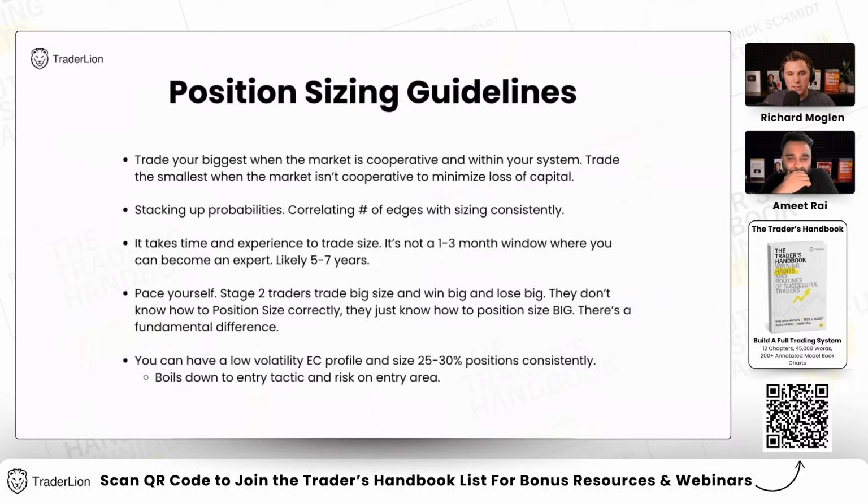Pace yourself. Stage 2 traders can trade big size and win big, but then give it all back and lose big. They don't know how to position size correctly. They just know how to position size big. There's a fundamental difference. And you can have a low volatility equity curve profile and size 25 to 30% or even more positions consistently. It all boils down to the entry tactics you use, how you build into that size, and how you manage risk on the entry area. And Ryan, I definitely want to hear your thoughts on this slide, because I think you explain it really, really well.